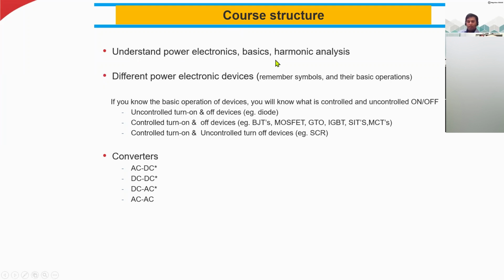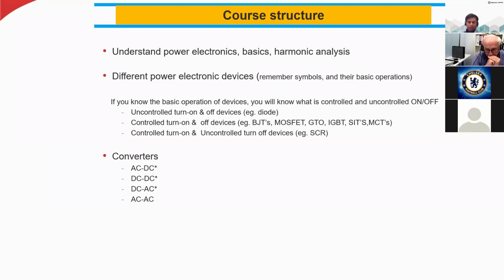And we will also see harmonics. What does it mean, harmonics, and how can we do analysis of that, and how can we avoid harmonics? And we will also see some power electronic devices. I will go through some power electronic devices in detail. And we will see the converters, different types of converters. And here you can see basic operation of devices.